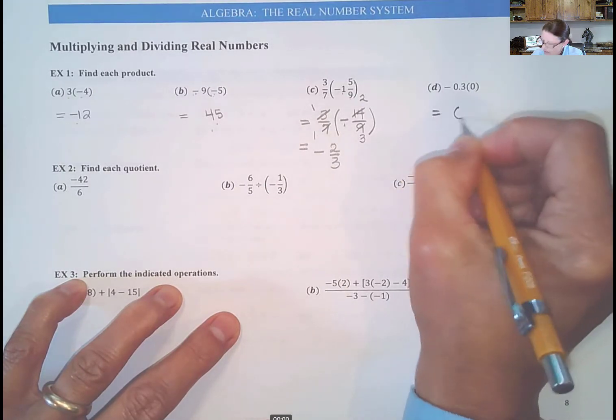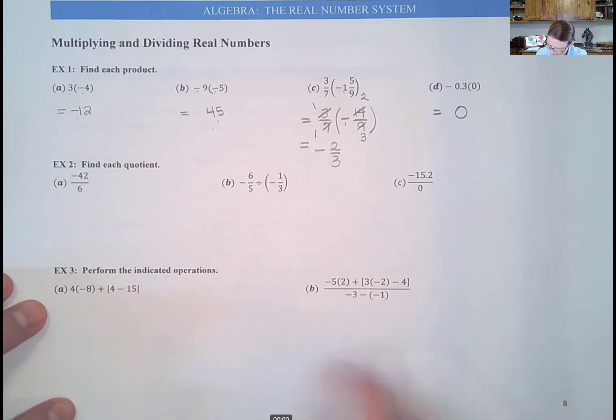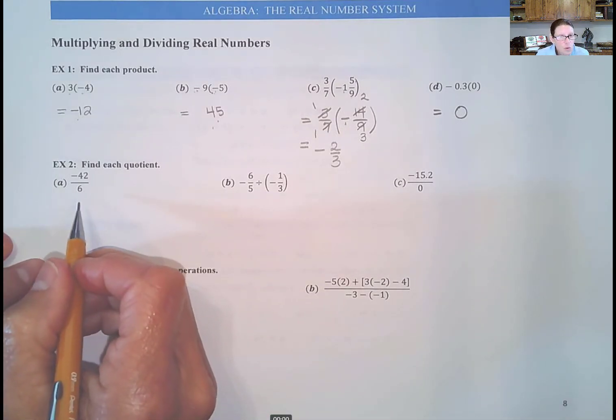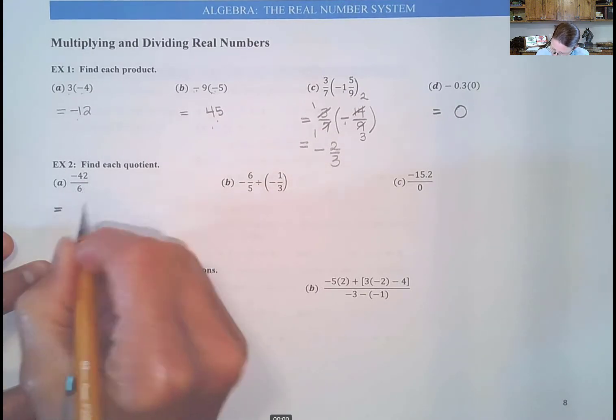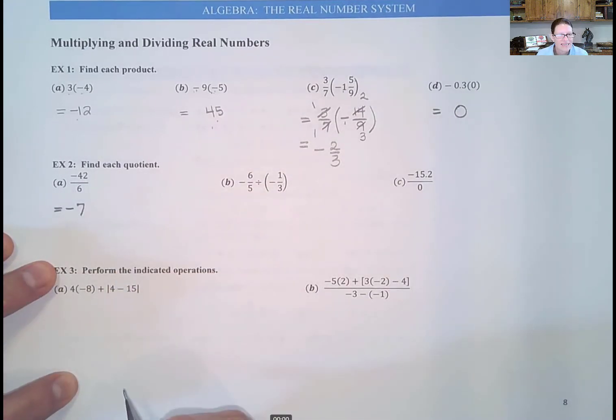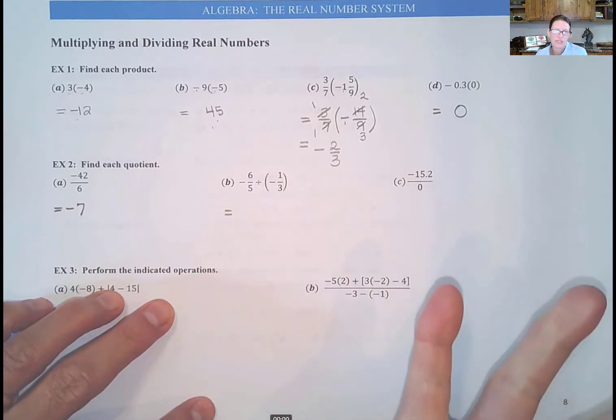In part D, anything times 0 is 0. That's an easy one. Example 2, find each quotient. Rules are the same here as for multiplying. When we divide differently signed numbers, the result is negative. When we divide like signed numbers, the result is positive.